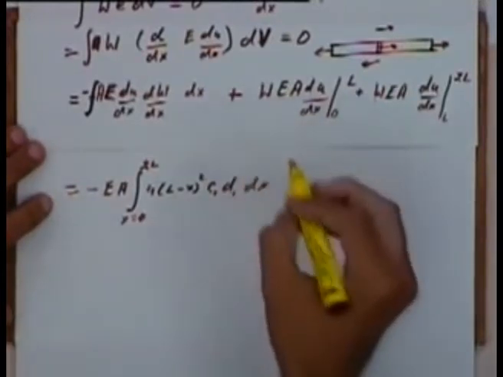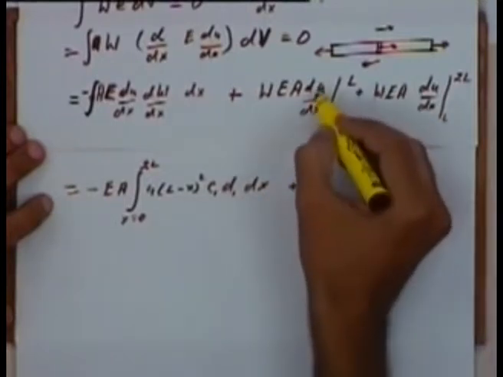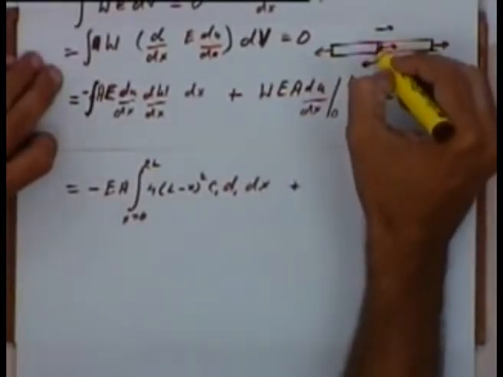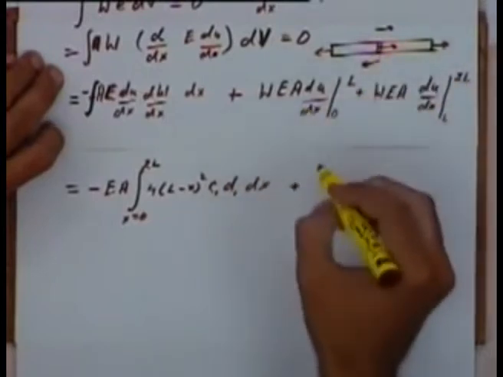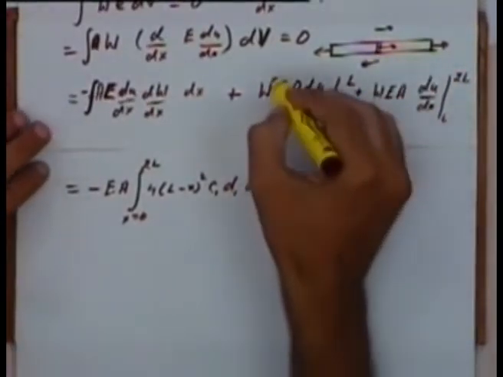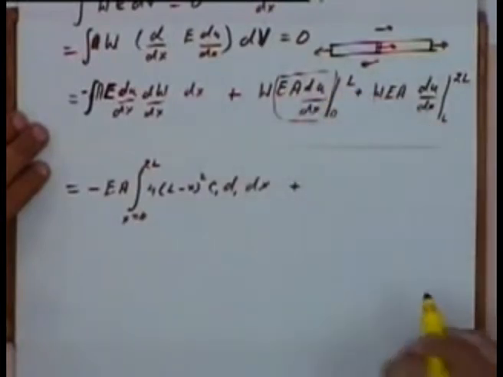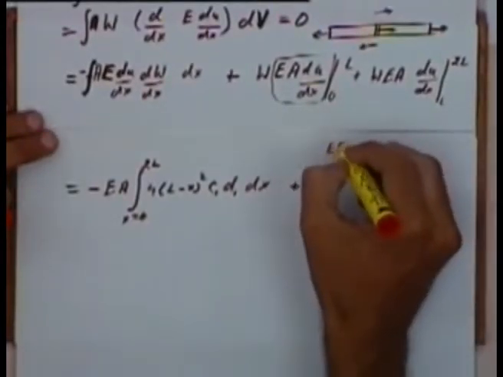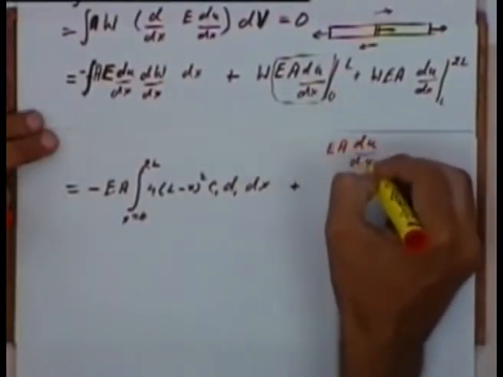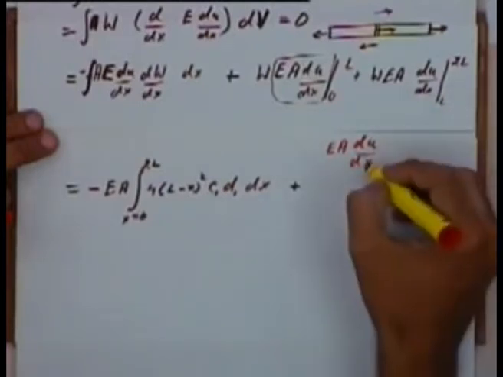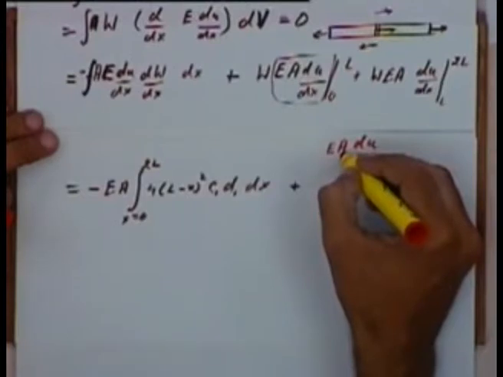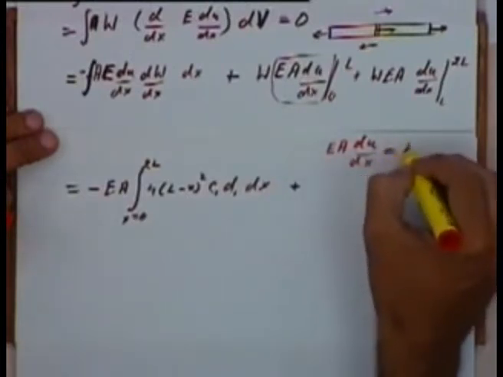Okay, these terms du by dx. For these terms, if you look at this cross section, at this cross section, this complete term, that is EA into du by dx. What is this? du by dx is the strain. Strain multiplied by E is the stress. Stress multiplied by the area of cross section is the force. Okay, so this term will be equal to P.